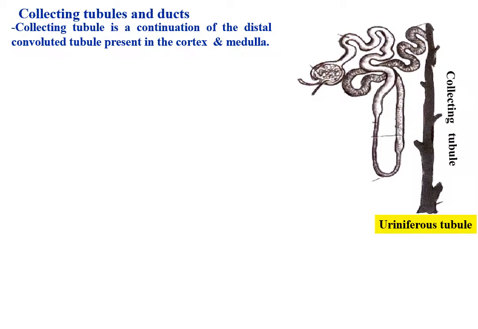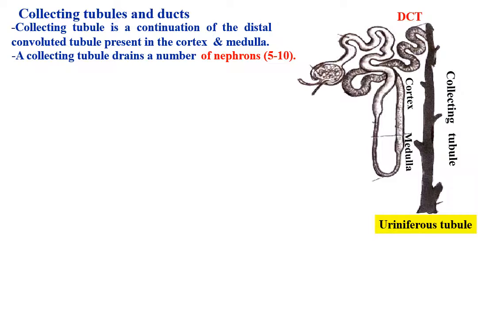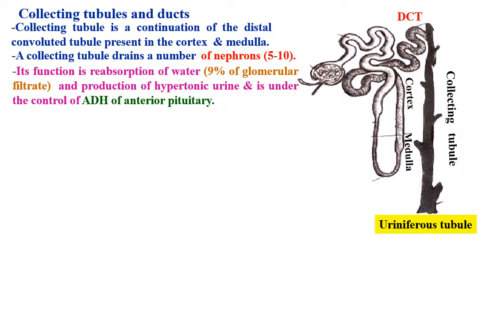Collecting tubules and ducts. Collecting tubule is a continuation of the distal convoluted tubule present in the cortex and medulla. A collecting tubule drains a number of nephrons, about 5 to 10 in number. Its main function is resorption of water, about 9% of the glomerular filtrate, together with production of hypertonic urine, and it is under the control of antidiuretic hormone of the posterior pituitary.